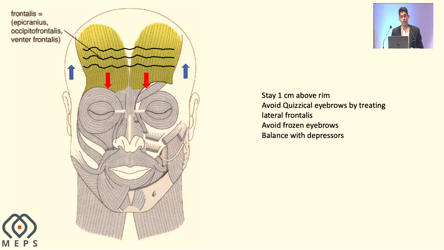In the forehead area, although it's the easiest injection area, you can have an interplay of the orbicularis and the frontalis muscle. So you should be very careful not to inadvertently inject in the orbicularis muscle, because then you will end up with a depressed eyebrow. So you should be at least 1 centimeter above the rim. You should also treat the lateral frontalis muscle, otherwise you will end up with a Spock phenomenon. And you should not inject too much Botox, especially in the first sitting, because you will have frozen eyebrows and no movement at all, which looks very artificial.